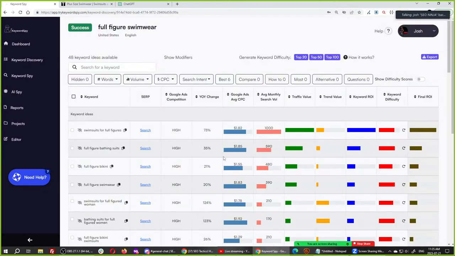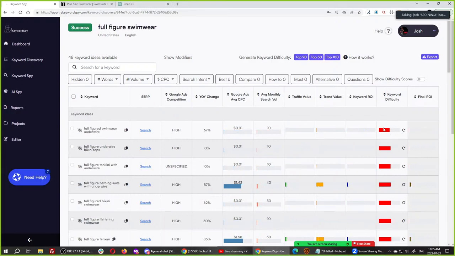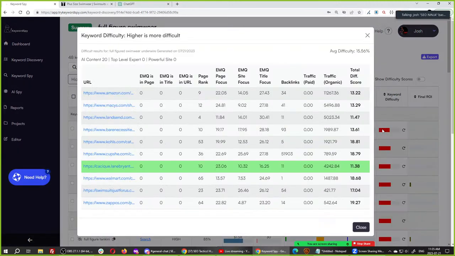So that's why I would drill down on more keywords like this. I would see the easier keyword difficulty. Full figure swimwear underwire would be one I would go for. Full figure underwire bikini tops, more specific, more letters in the query. I would go for those more, is what I would do. Less monthly searches, easier to rank for.